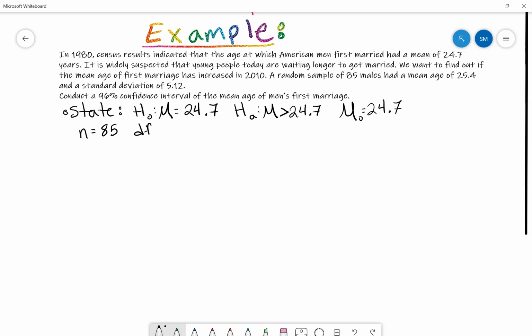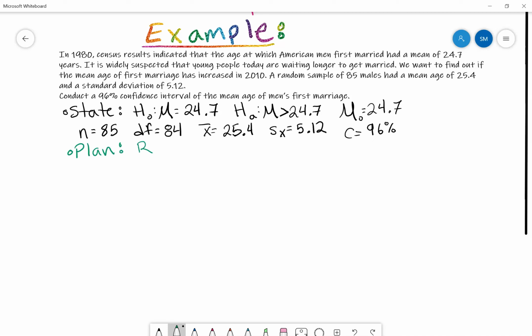You can go ahead and do your degrees of freedom, which is going to be 85 minus 1, so 84. Our sample mean, x bar, is equal to 25.4, and our sample standard deviation is 5.12. I believe that's all we said we needed to find in this section. And our confidence level, C, equals 96%. So that's all for state. Let's go ahead and move on to plan.